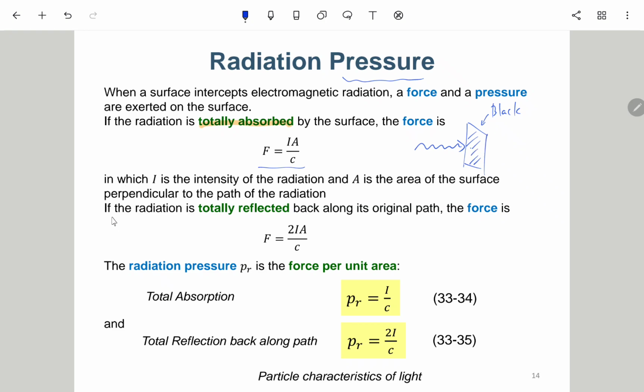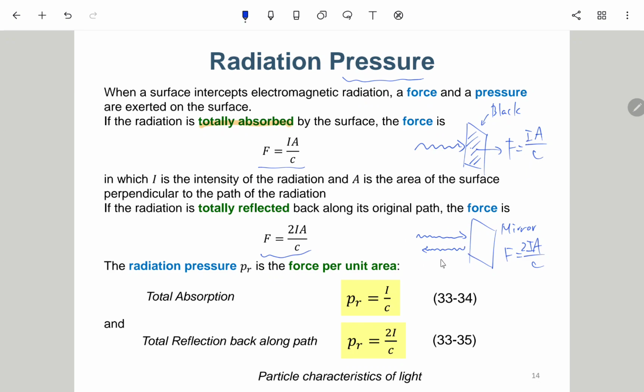Okay, so for the second case, if the radiation is totally reflected back along its original path, the force is 2 times larger. Okay, so it's 2 times larger. So in this case, if there is a beam shot at a mirror, and then this wave is totally reflected. Okay, so this force is IA over c, and then this one is like 2IA over c. Okay, so this is like conservation of momentum. Okay, so this stuff has some sort of momentum, and if it is totally absorbed, okay, so we have this force.